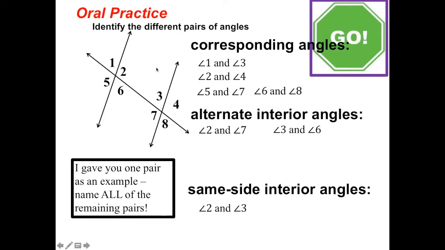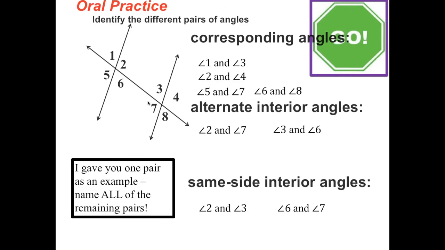Interior is here, right? Interior is here. So either you're going to be alternate or you can be same side. So we have 2 and 3 I've already told you about. 6 and 7 are the other same side interior angles, not exterior. You got to say that. You can't just say they're same side angles. They're same side interior angles. And that's that. Okie dokie.